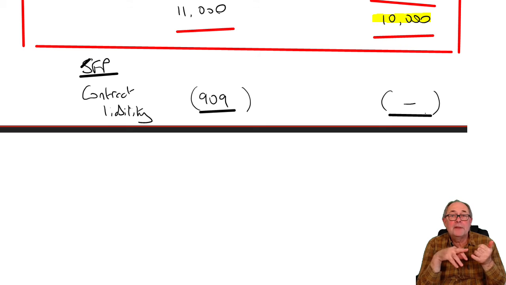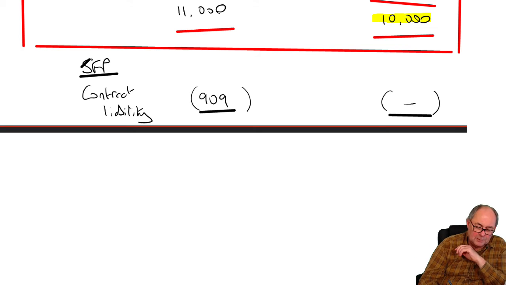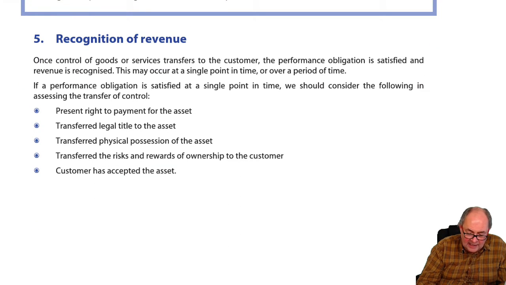Stage 1, is there a contract? Stage 2, performance obligations. Stage 3, the price. Stage 4, allocate the price to the performance obligations. And that will bring us in just a minute across to step 5. When do we recognise the revenue?